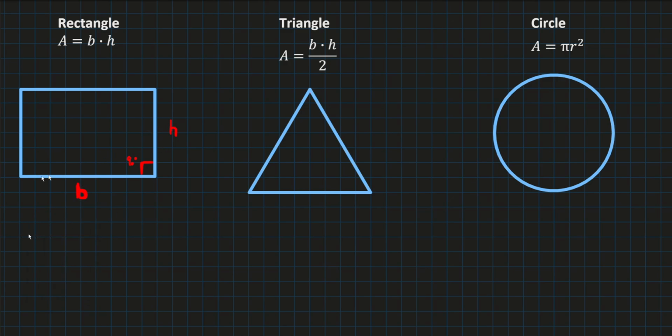Base times height. So let's say hypothetically, let's make this 4 centimeters. The base is 4 centimeters. And we'll make the height 3 centimeters, all right? What would the area of this shape be? Well, we're going to start by writing the formula. We always start with the formula. Area is equal to base times height. Then I'll plug in my base and my height. So the area would be equal to base 4 times height, 3. And then I would solve it. What's 4 times 3? 12. 12, and remember we're working with centimeters.